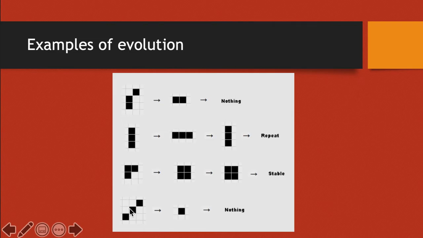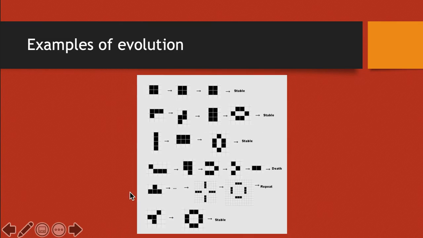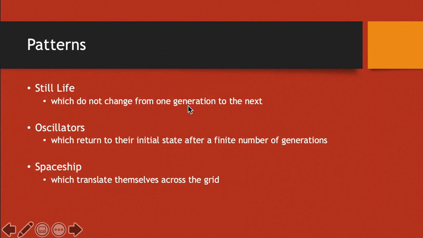As you can see, the following are the different types of evolution. So this is another example of evolution. There are different patterns in Game of Life. The first pattern that you're going to see is still life. This pattern does not change from one generation to the next.